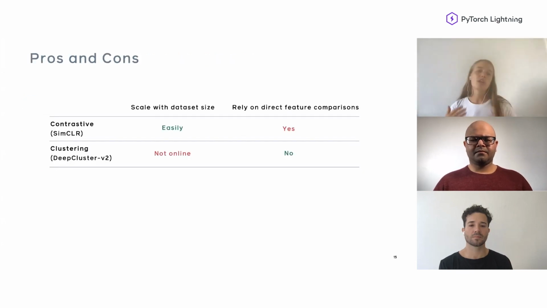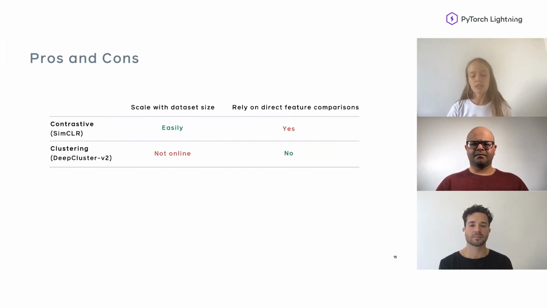So now that we have presented in more detail contrastive and clustering-based approaches, we can draw a table of pros and cons of these approaches. For the contrastive approach, I talk about SimCLR. And for the clustering approaches, I talk mainly about DeepCluster-v2. So these methods have different pros and cons.